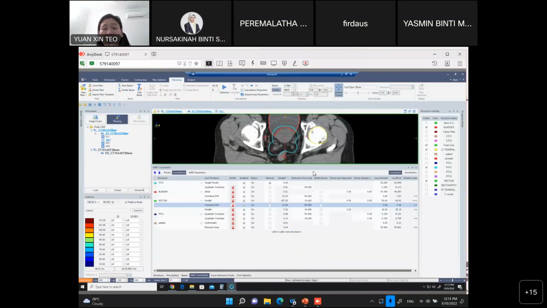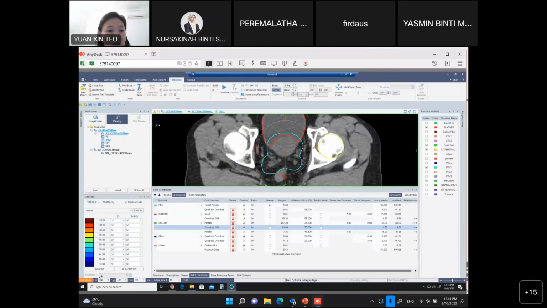So after the computer has done the plan, let me turn on the dose. I want 55 gray. Wait, I have to reopen the plan first. Okay, for example, her plan.